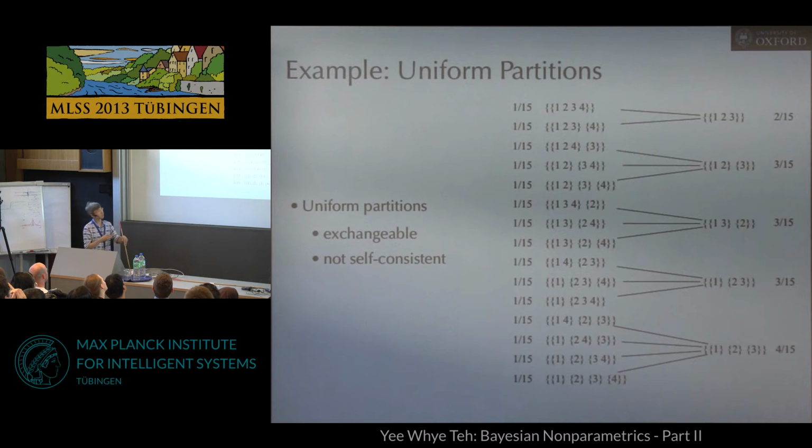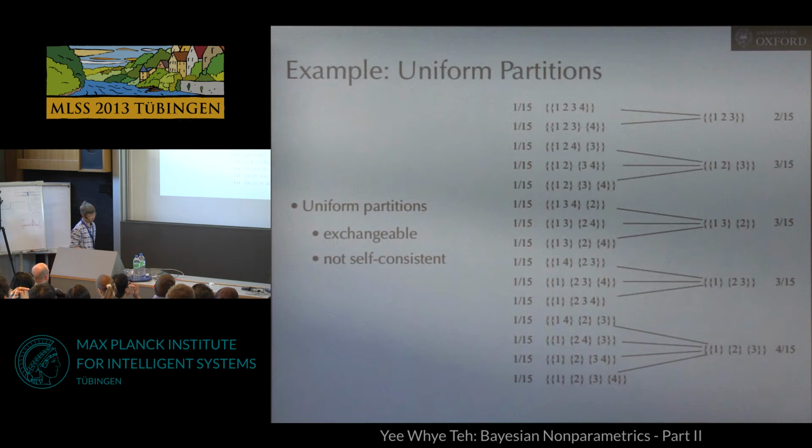A second example is a uniform partition. Let's imagine that we have our data set over 4 data points. These are all the different partitions that we could have over the 4 data points. And let's say that we would like to use a prior over partitions that's uniform. We don't want to make any assumptions about our data. There are 15 different partitions, so we can give 1/15 probability to each of those partitions.